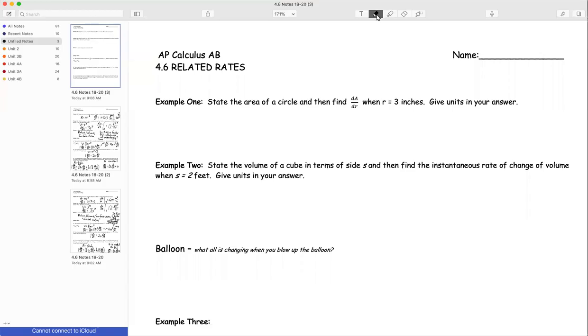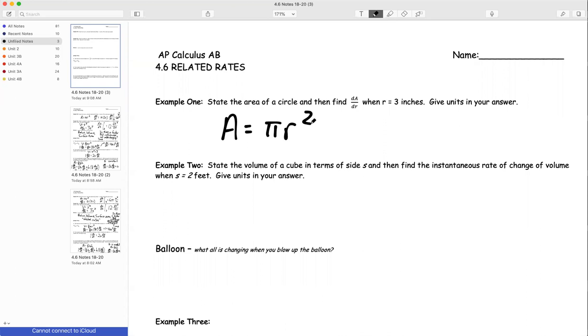Example number 1: state the area of a circle and then find dA/dr when r is equal to 3 inches. Give units in your answer. So what is the area of a circle? We're off to a roaring start so far. Area equals pi r squared.